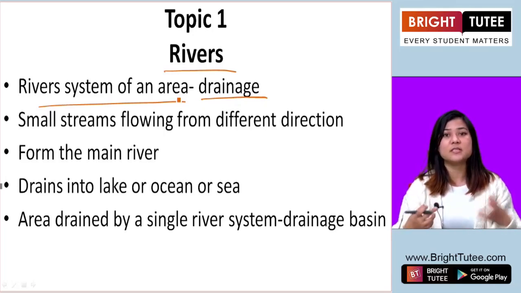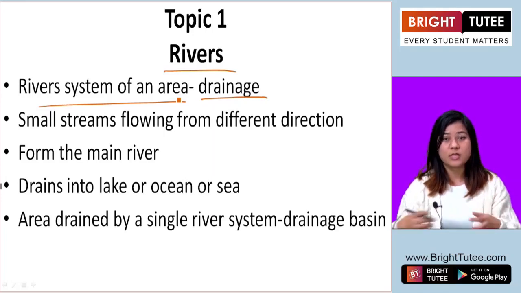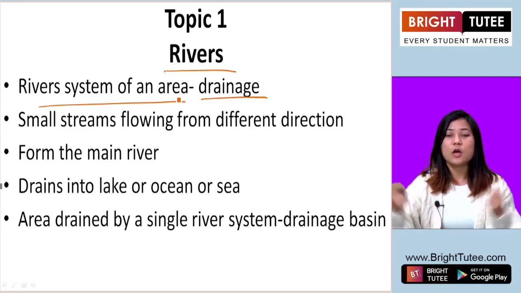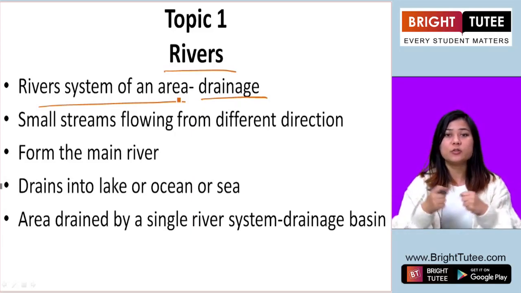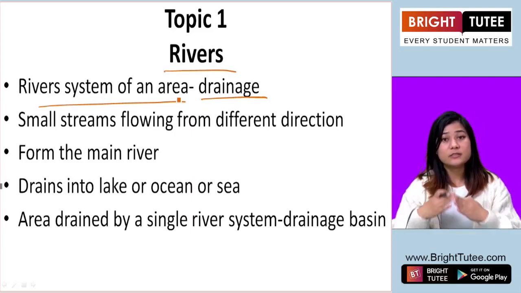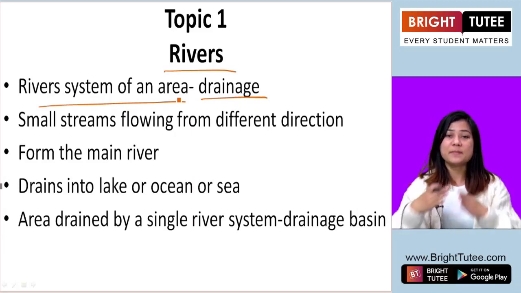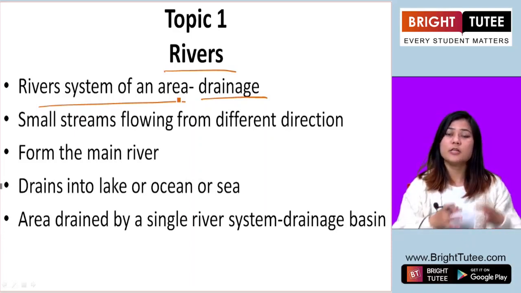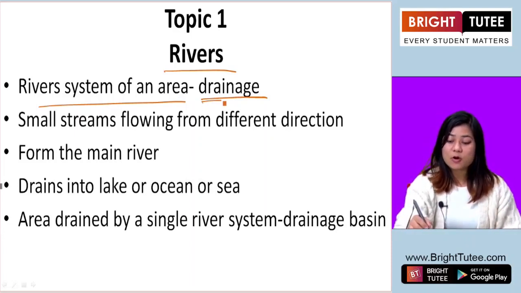River system means the course that it follows, how it flows, from where it flows, what streams are joining, what streams are getting divided from the main channel. All that system forms the river, right? So the area covered by that system is called drainage.